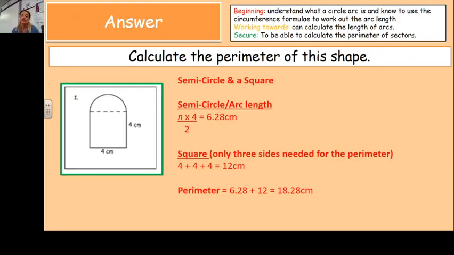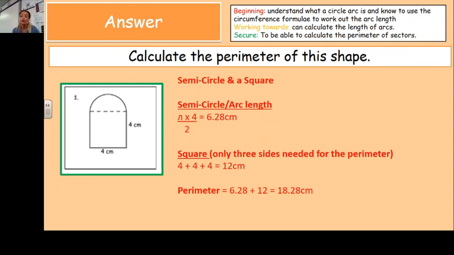Okay, let's look at the first one in some detail. Technically this shape is made up of a semicircle and a square. Now it looks like a rectangle, but we know it's a square because both of those sides are 4, okay? So let's start with working out the arc length, which is looking at that semicircle part to start with.